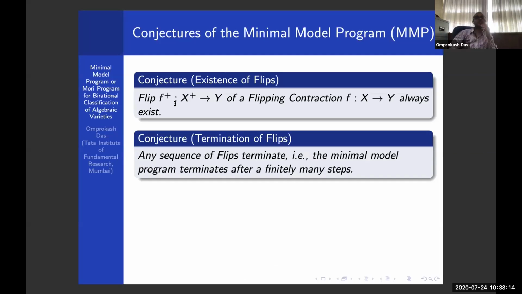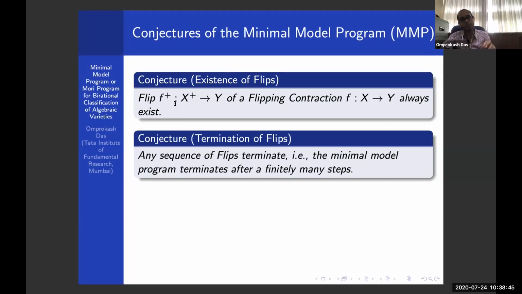The next conjecture is termination of flips. Here's the thing. Anytime you define something using an algorithm, the natural question is, does this algorithm terminate after finitely many steps? Okay, that's a natural question to ask. And the point is that we do not know for MMP. That is a big conjecture, whether it terminates after finitely many steps. We know in many cases that it does terminate in finitely many steps, but the conjecture, called the termination conjecture, is that it should terminate in finitely many steps.